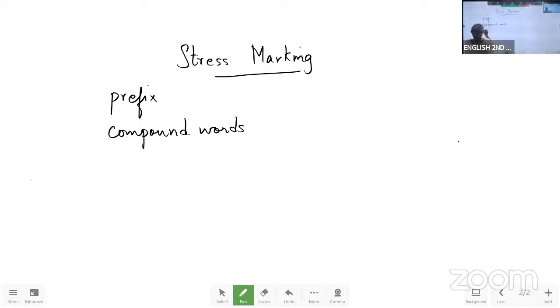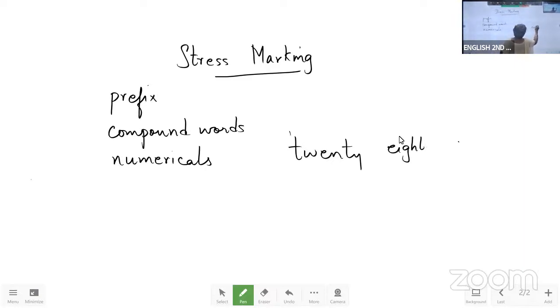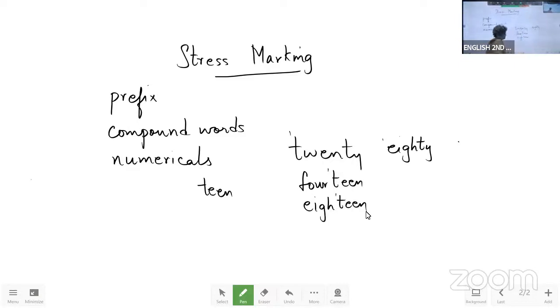Next, numericals. Like say 20, 30, 40, 80. It is on the first syllable. But when it ends with teen, 14, 18, it's on the T. Okay, children.